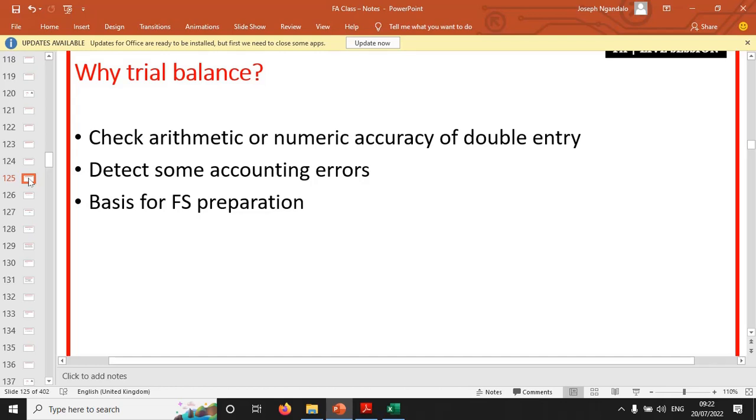Now listen to this. The trial balance checks the fitness of our double entry. That's the first point, right? It checks the arithmetic or numeric accuracy of double entry, like what we were just doing. We opened and closed the accounts. Now, for us to see whether what we have done was correct, we had to extract a trial balance. And I think that the trial balance agreed, not because everything was purely correct, because the trial balance does not detect all accounting errors.